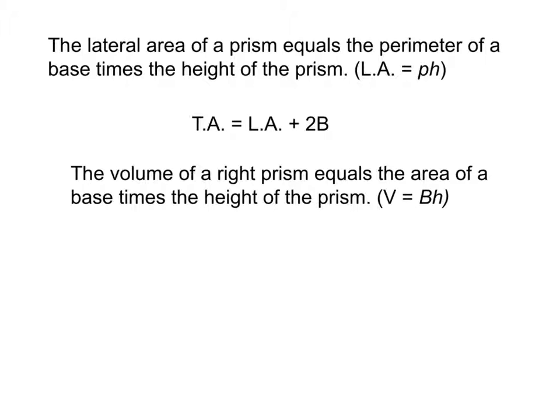Now don't forget, in terms of units, the units for area are going to be square units, while the units for volume are going to be cubic units. So if we are measuring our prism in centimeters, the area would be square centimeters and the volume would be cubic centimeters.